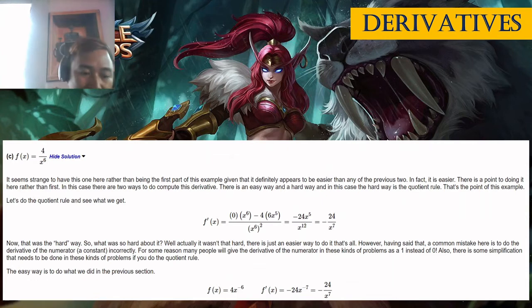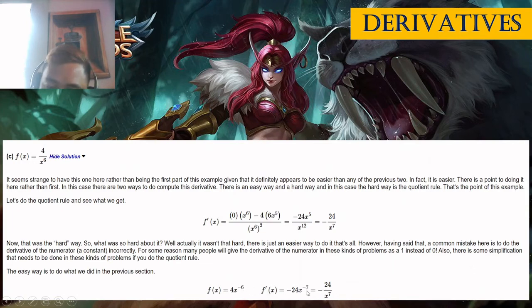Okay, class. May other way to solve this one. So, si x to the 6 class, ilipat natin sa taas. Magiging x to the negative 6. Tama? So, i-times natin negative 6 sa 4. Magiging negative 24. Then, minus 6. Minus 1. Ang negative 6.